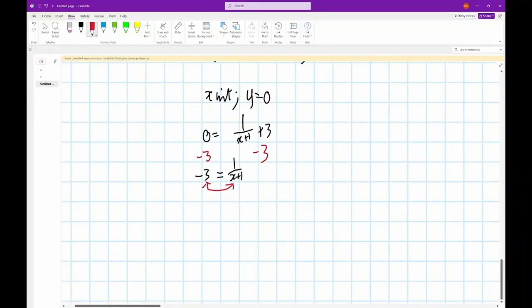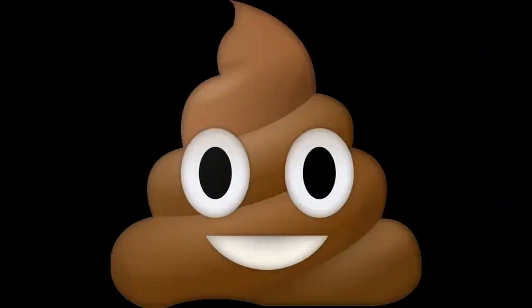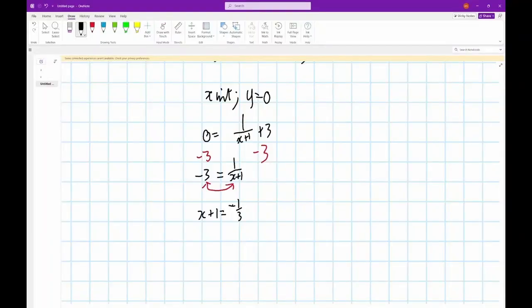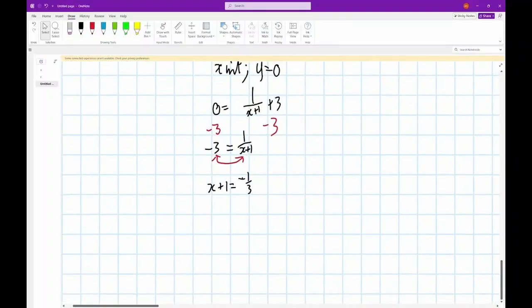So this is going to become x plus 1 equals a sad Irishman's second favorite fraction, which is going to be negative a third. And why is it an Irishman's second favorite fraction? Because 2 thirds is better than 1, and so an Irishman's favorite fraction is going to be 2 thirds. The more you know. Anyway, so we've got that, and then of course we need to minus 1 from both sides.